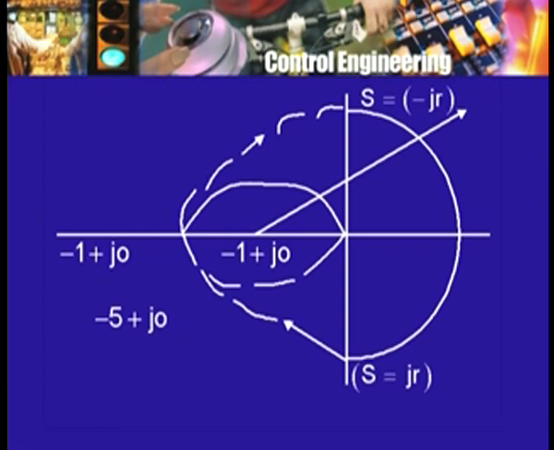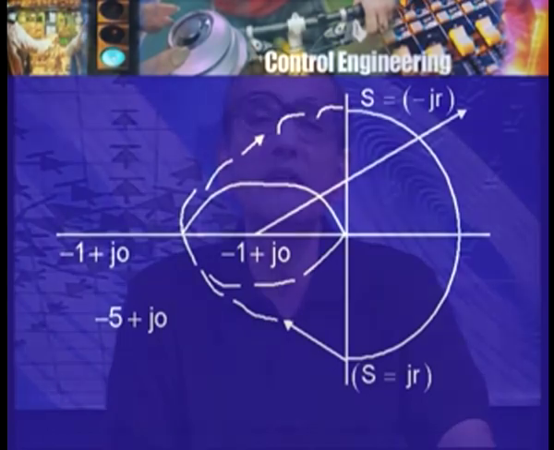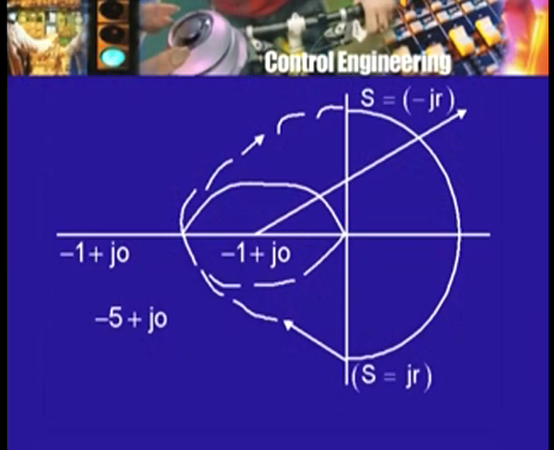For a particular value of k that we have chosen, this point was 0.5 plus j 0. Now, suppose I double the value of k, then what is going to happen? This whole figure is going to be scaled by a factor of 2. As a result, this point of intersection will move out to minus 1 plus j 0, which indicates that the characteristic polynomial has a root which lies on the j omega axis.